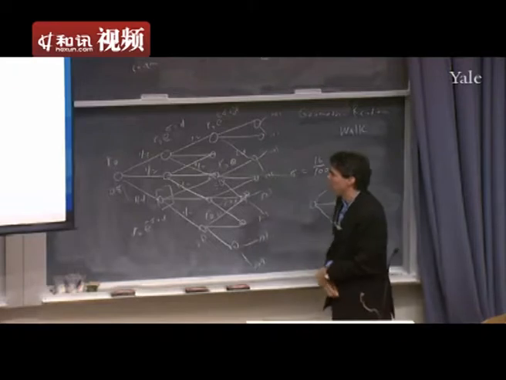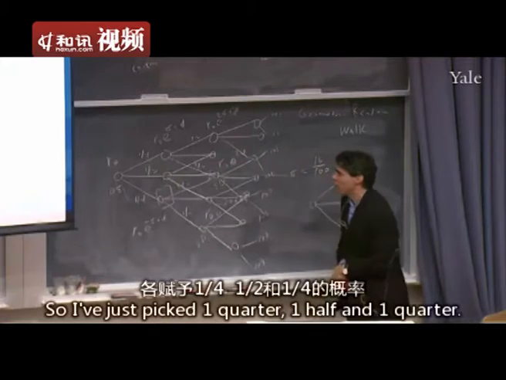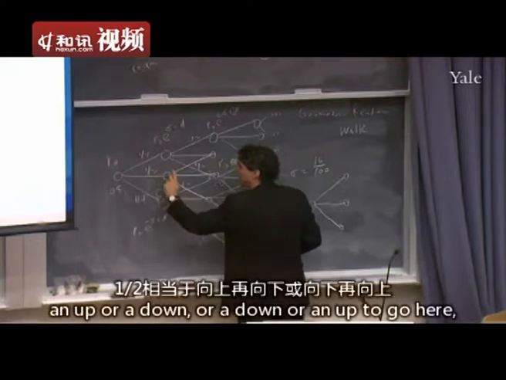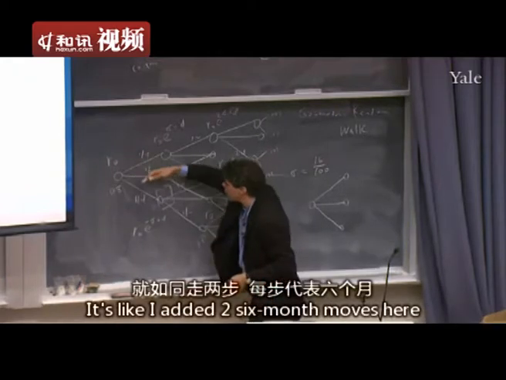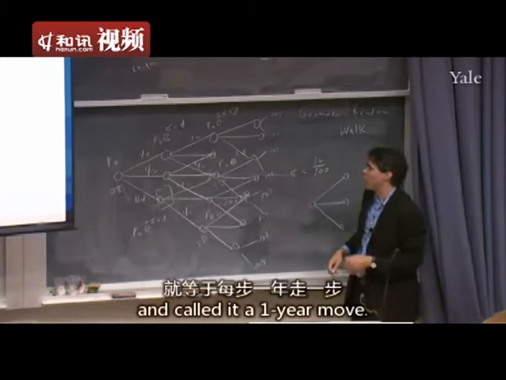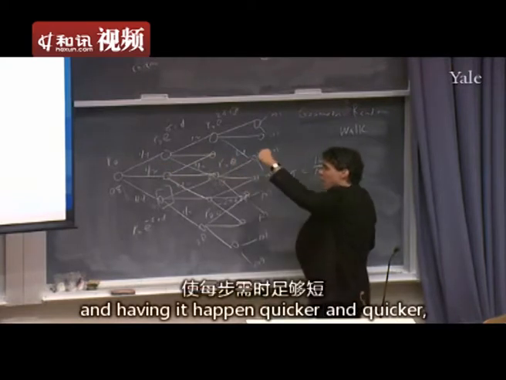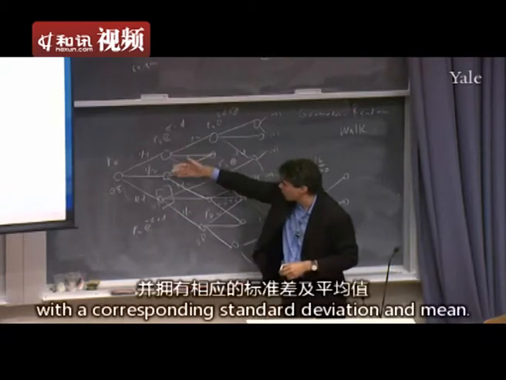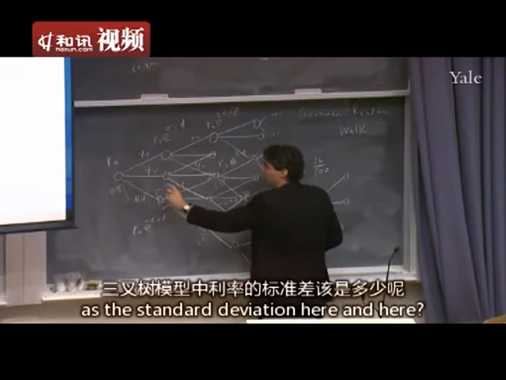So I've just picked a quarter, a half, and a quarter. It's as if I had two moves, where you could get two ups to go to here, an up and a down or a down and an up to go here, and two downs to go here. That's why I picked a quarter, a half, and a quarter. It's like I added two 6-month moves and called it a 1-year move. So if I keep dividing the process and having it happen quicker and quicker, by the central limit theorem I'm going to get something normally distributed with a corresponding standard deviation and mean. So what is going to end up as the standard deviation here and here?